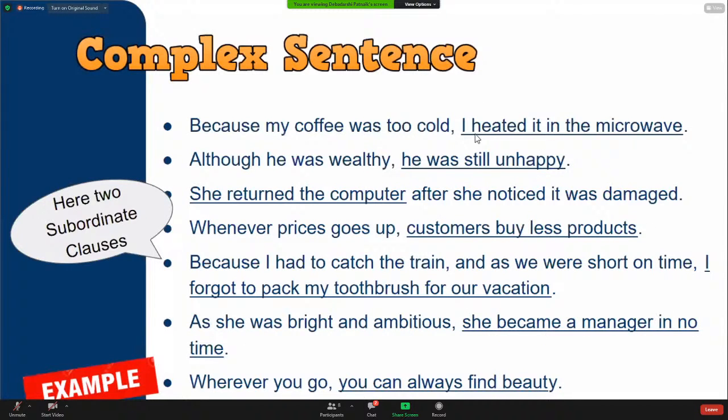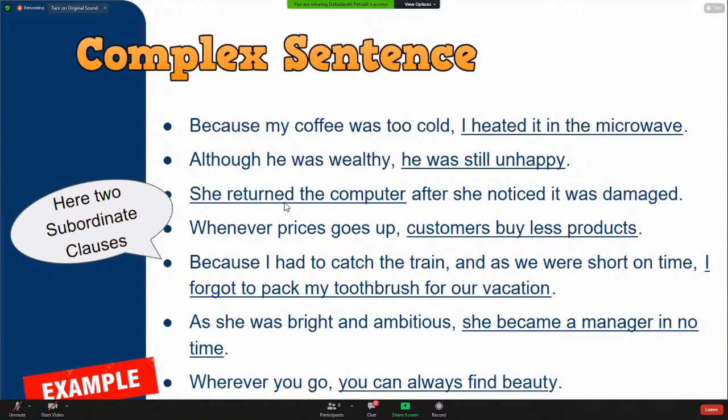Acha. Complex means what happened. Here also, you can say, was is also a verb. In every sentence, is was there? No, not like that. It depends. Suppose, let us see the third sentence. She returned the computer after she noticed it was damaged. Notice is a verb. Notice means to look. Here, returned is the verb. Another verb, in both clauses.